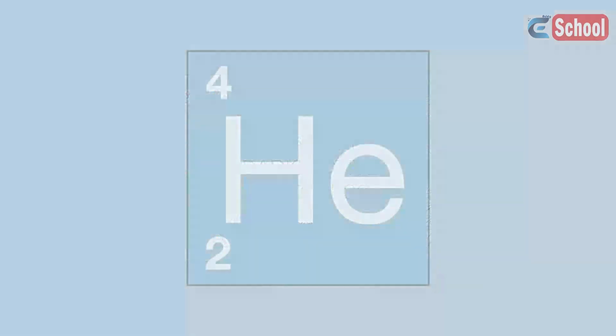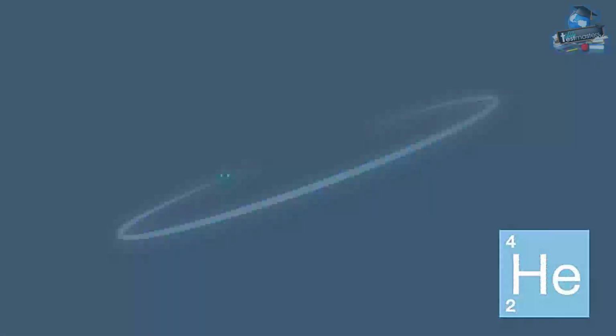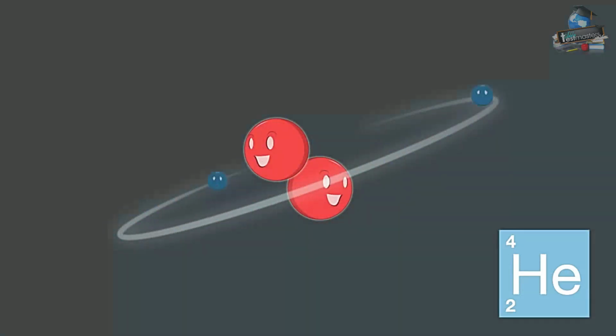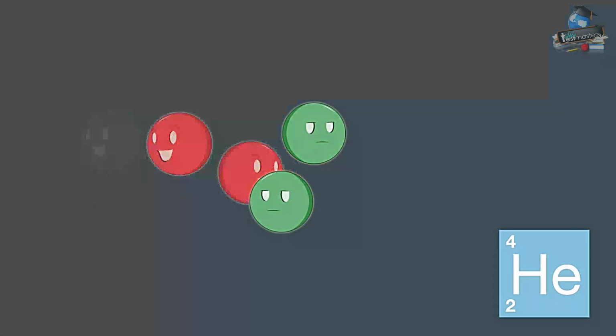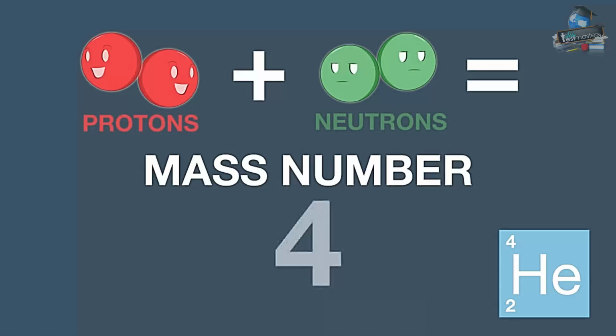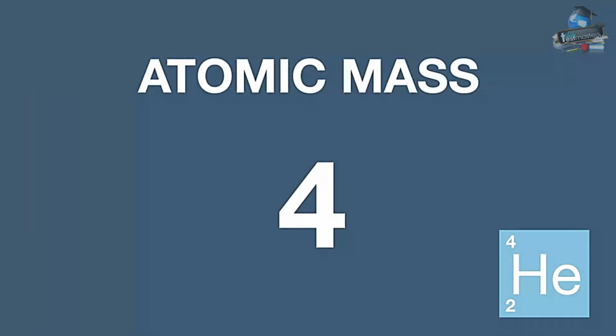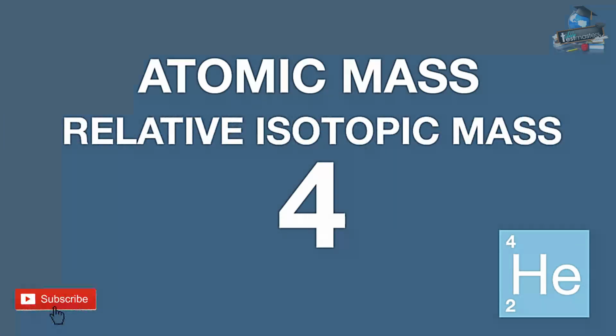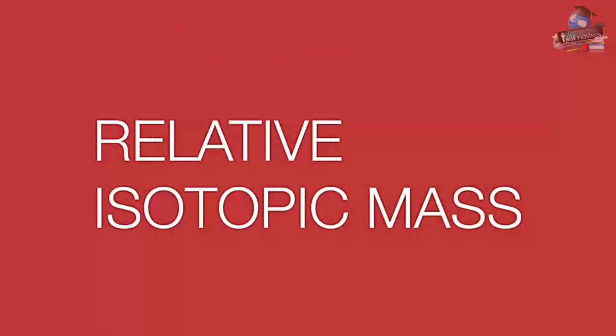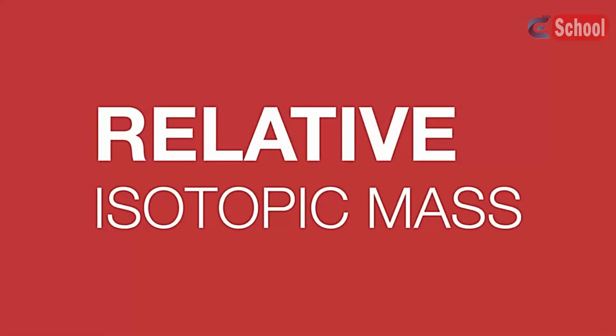As a quick reminder, here is a helium atom. It has 2 protons and 2 neutrons in the nucleus. This gives it a mass number of 4. This actually means it has an atomic mass or relative isotopic mass of 4. But 4 what? The clue is in the name, relative isotopic mass.